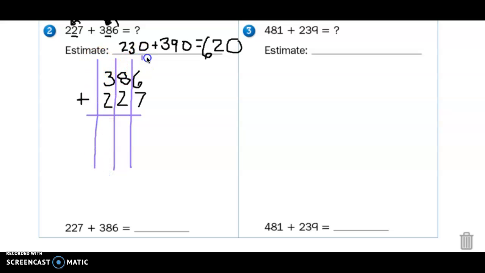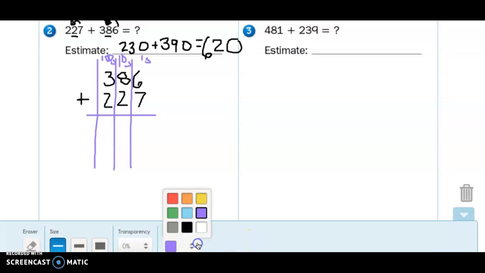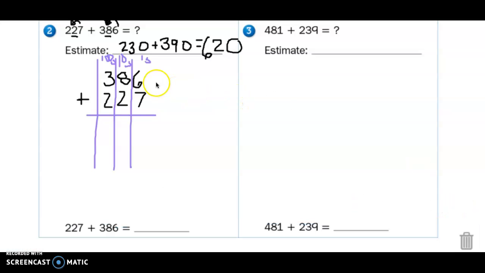Here's my ones place. Next is my tens place. Draw these above. And after is the hundreds. Okay. Let's start adding in our ones place. What is 6 plus 7? Well, you know 6 plus 6 is 12. Add 1 more, that's 13.